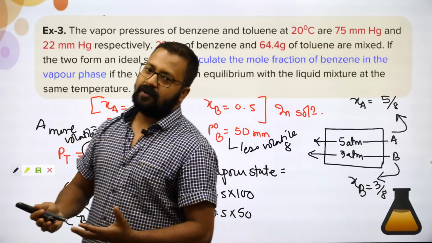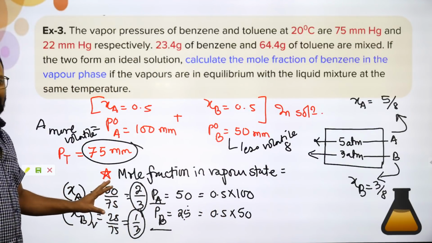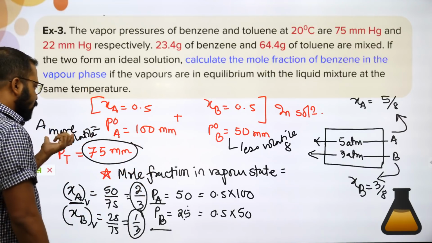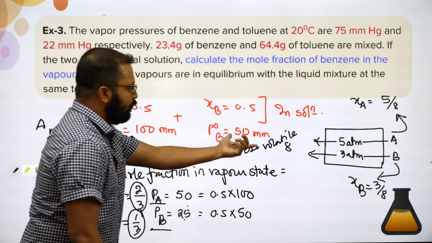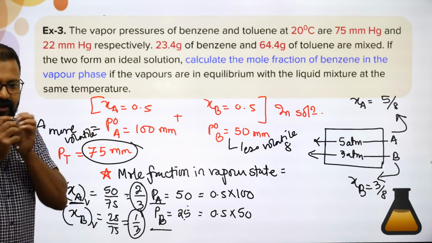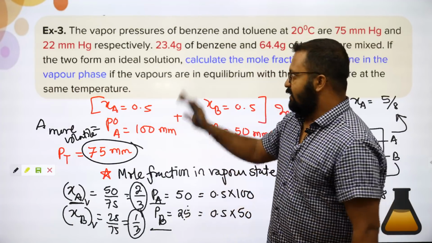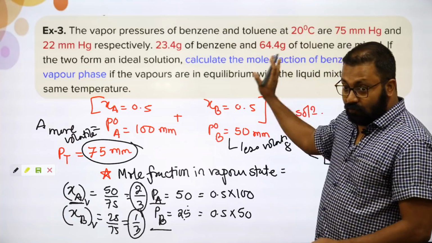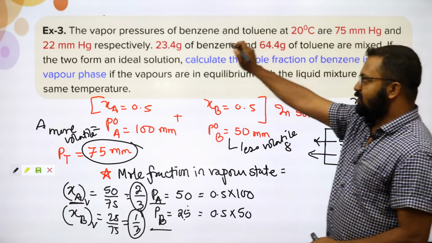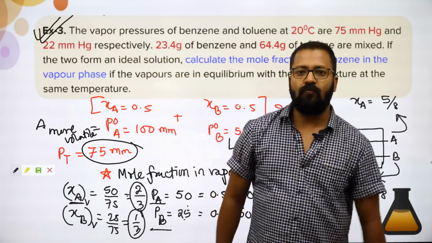So whatever common sense you are applying is also backed by a mathematical result. Is that clear? Whichever is more volatile will produce more vapors even though the amounts of substances taken in the liquid state are equal. So this question turns out to be your homework because I have explained what you have to do. So this example 3 is your homework.